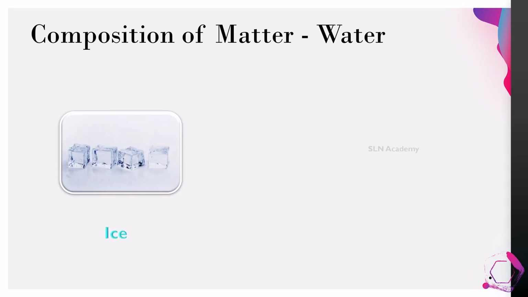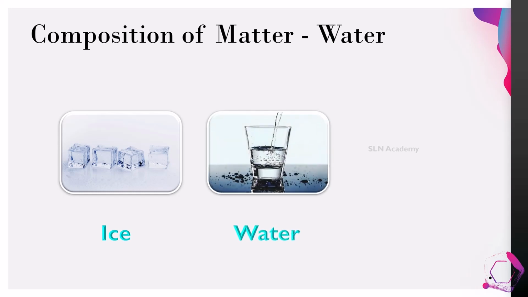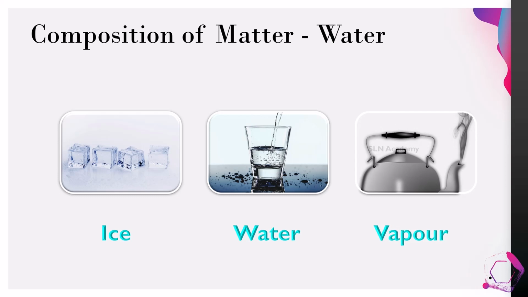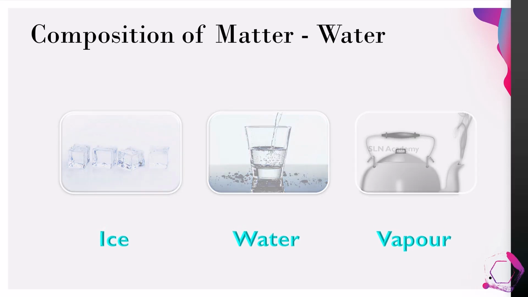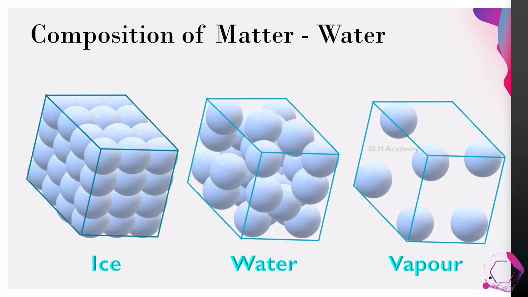Let us see the composition of different states of matter in water. The solid state of water is called ice. Liquid state is called water, and the gas state of water is called water vapor. Water is the only matter which is visible in all the three states in nature.